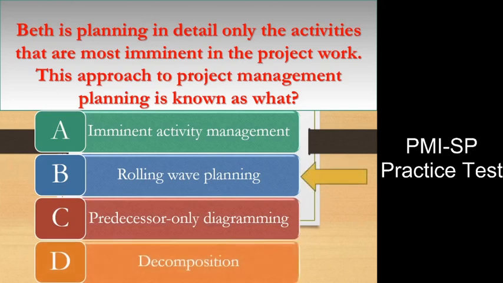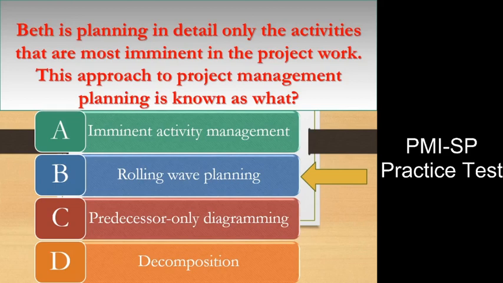Imminent activity management. Rolling wave planning. Predecessor only diagramming. Decomposition. Answer B. Explanation: Rolling wave planning is a technique to plan and do the most imminent project work before moving on to the details that are far off in the project schedule and project plan.